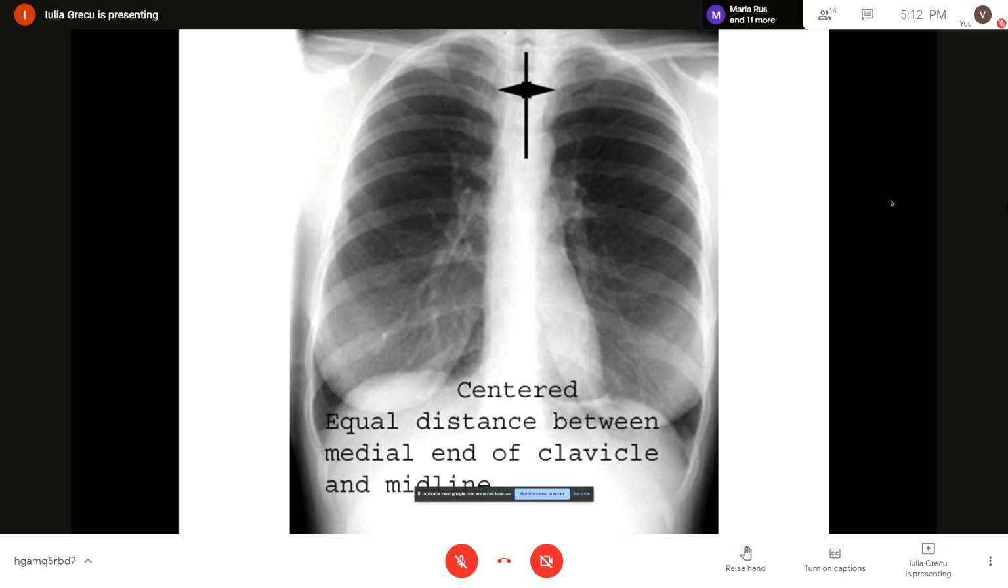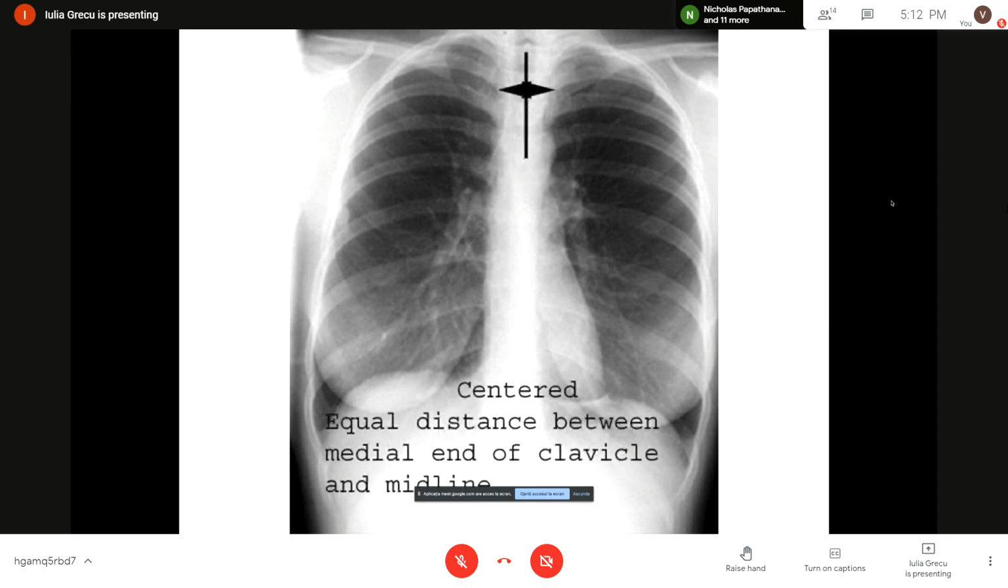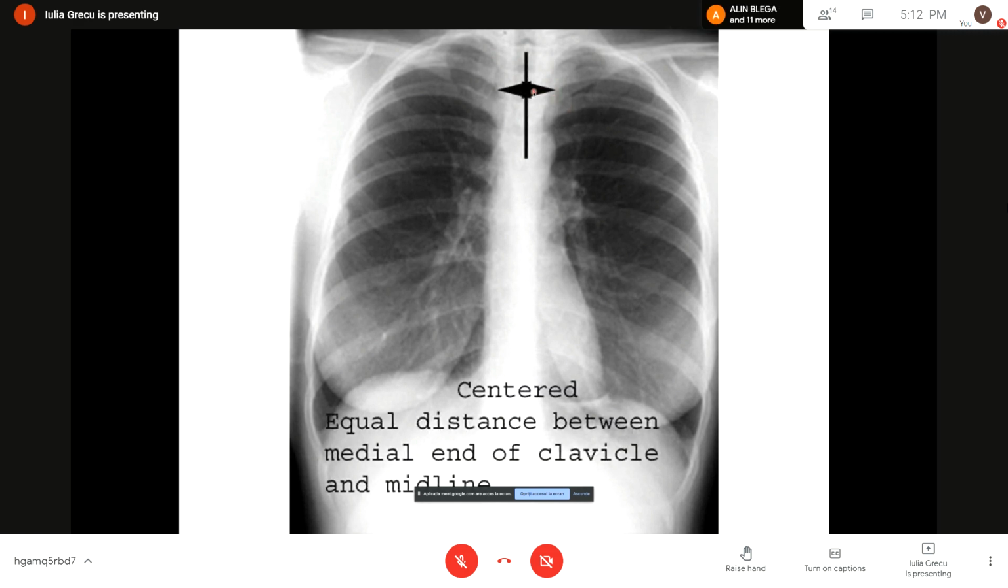From my point of view, and the reason I chose this X-ray, it was correctly positioned. If you draw this line that I was talking about earlier between the spinous processes that you see here in the vertebra, and you measure the distance between the clavicle heads, you will have the same distance. So it's symmetrical and it's centered. I hope it's clear for you now what I mean, because this is a properly positioned chest X-ray.